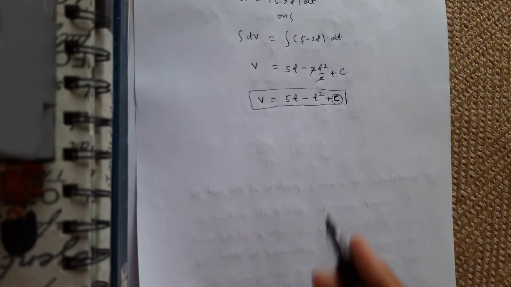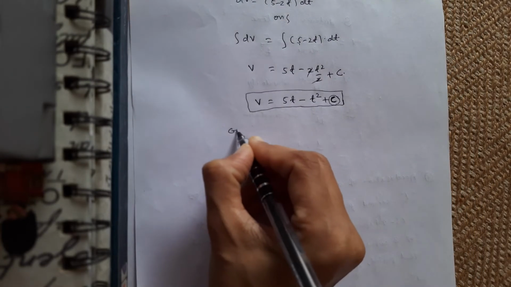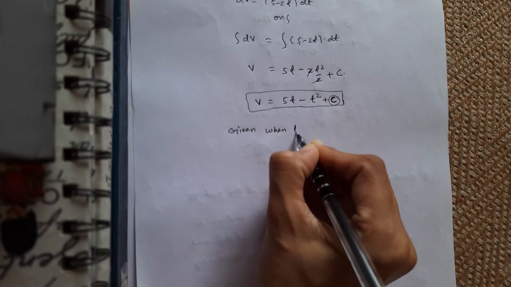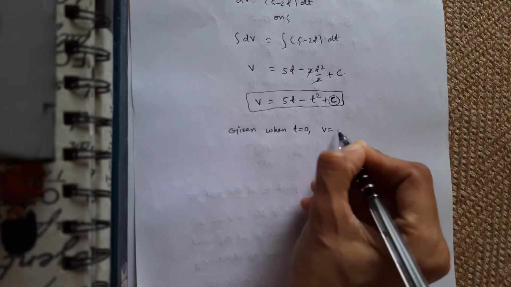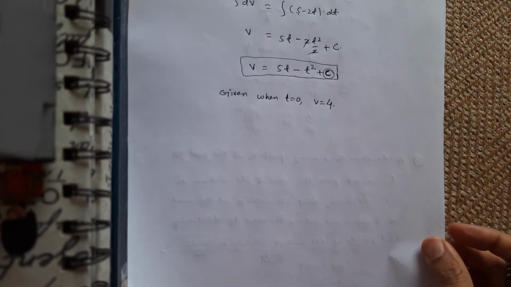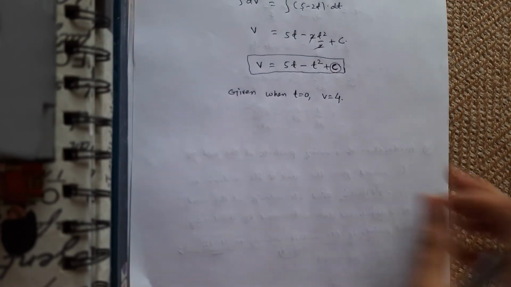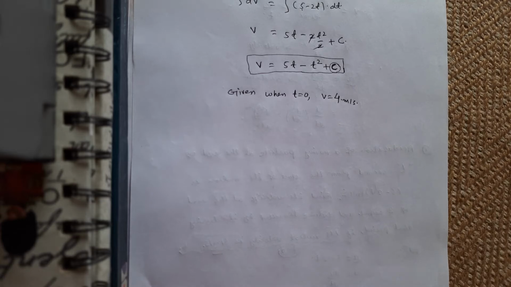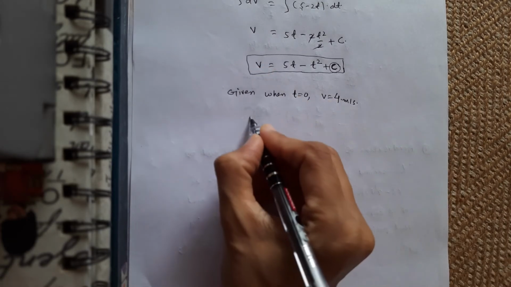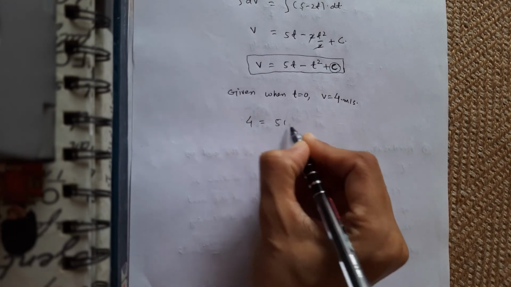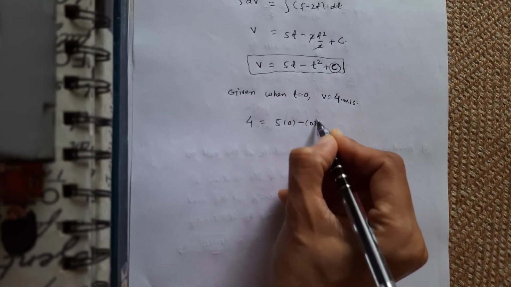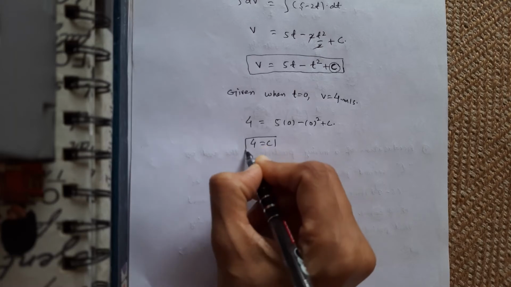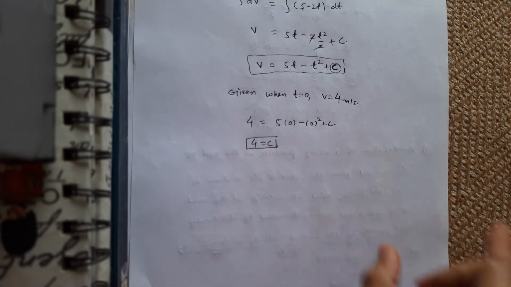So I am going to use this initial condition that is given: when t equals 0, v is given as 4 meter per second. So I am substituting this value here. 4 equals 5 into 0 minus 0 square plus c. So 4 equals c. I got the value of this constant.